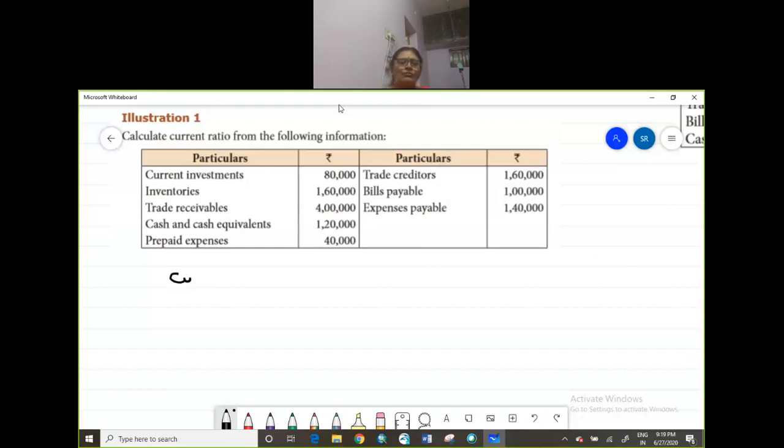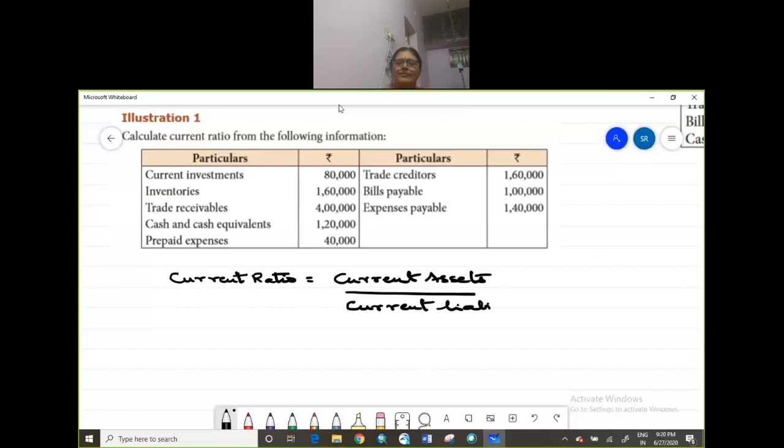Now, what is the formula for calculating current ratio? Current ratio is equal to current assets divided by current liability. Now, what are all the current assets here? Current investment is a current asset. Inventory, stock, is a current asset. Trade receivables, that is bills receivable. Cash and cash equivalent is a current asset. Prepaid expenses, they're all current assets.